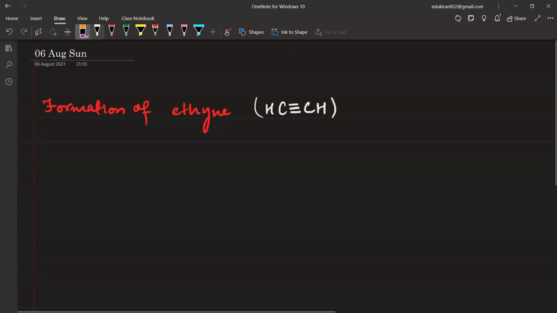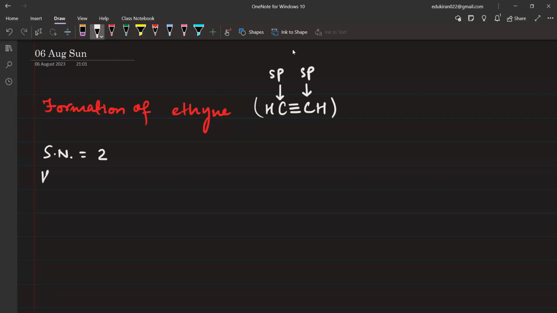That's why we can write here, each of these carbons is having two sigma bonds. That means it will have sp hybridization, and this will also have sp hybridization. If we talk about the steric number, the steric number in this case will be equal to 2, and that is why the hybridization will be sp hybridization. Now, when we write sp hybridization, I will start with the excited state.